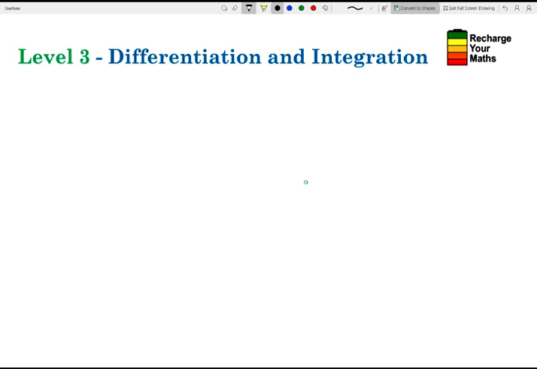Welcome to the Level 3 video on differentiation and integration. Today we're going to be looking at integration by parts.